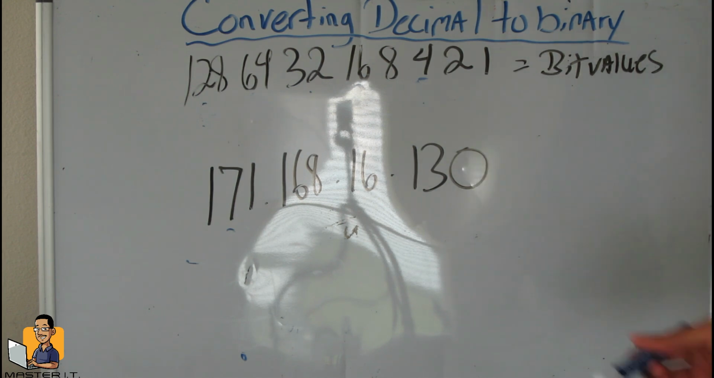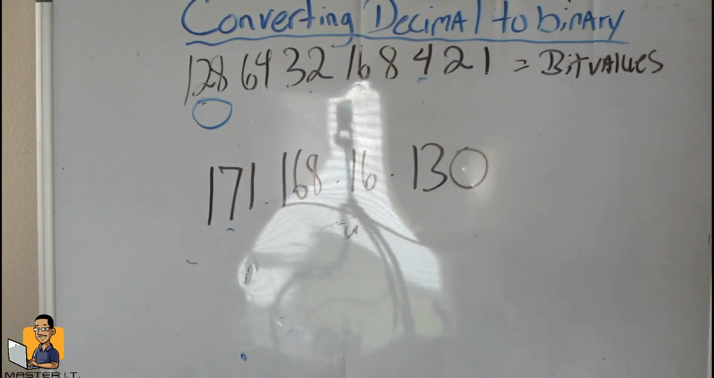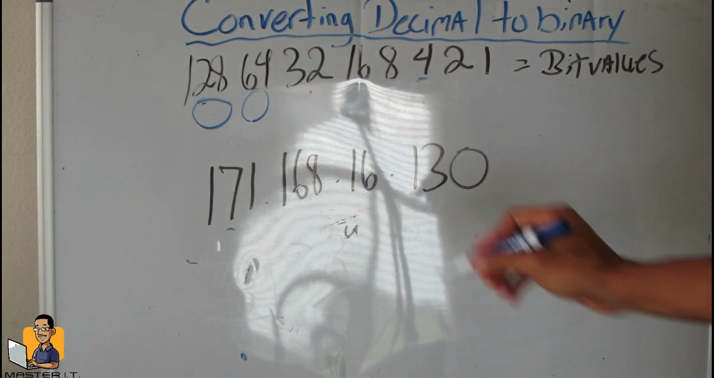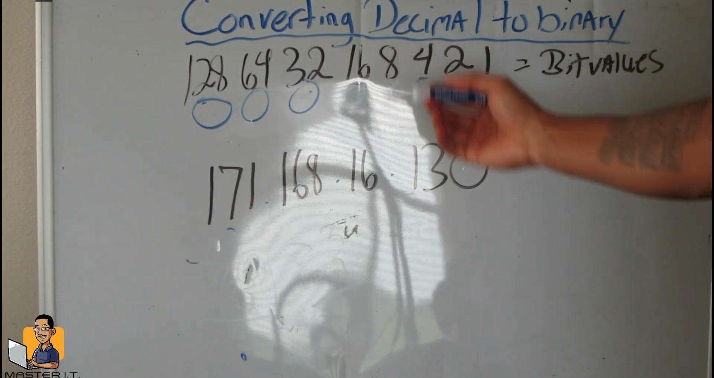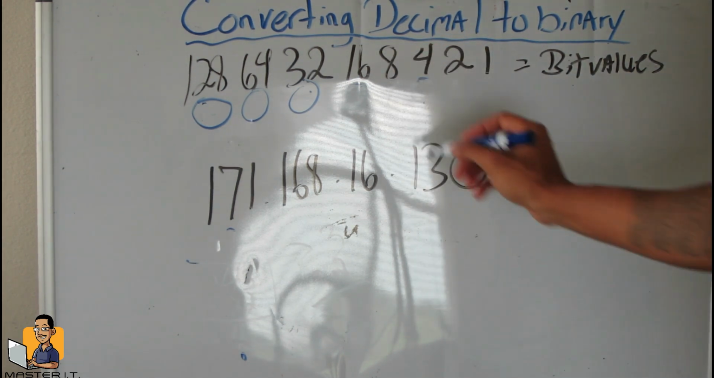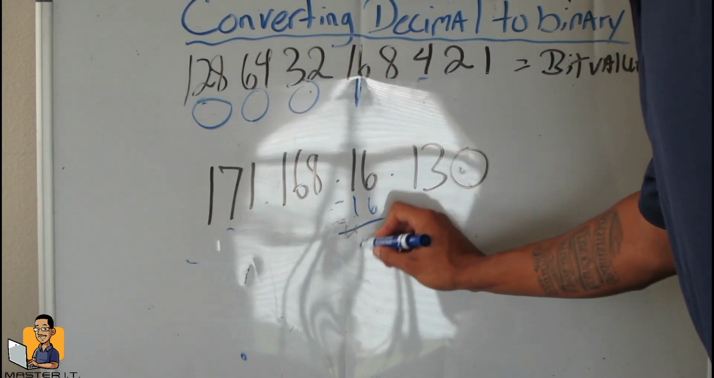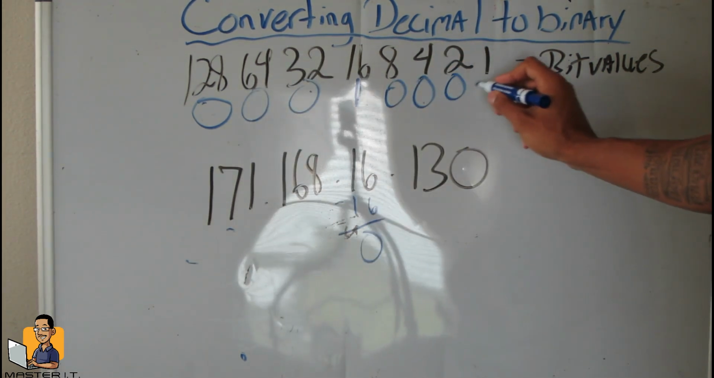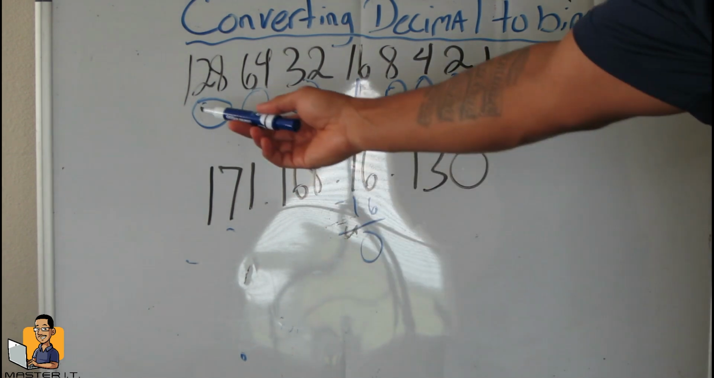Let's go through it. Is 128 higher or lower than 16? Higher. Perfect. So we know that's 0. Is 64 higher or lower? 0. Is 32 higher or lower? 0. Perfect. 16 is equal to it. So 16 minus 16 equals 0, right? So we're going to turn this on. Minus 16 leaves us with 0. So the rest of these would be 0, 0, 0, 0. The third octet in binary looks just like that.